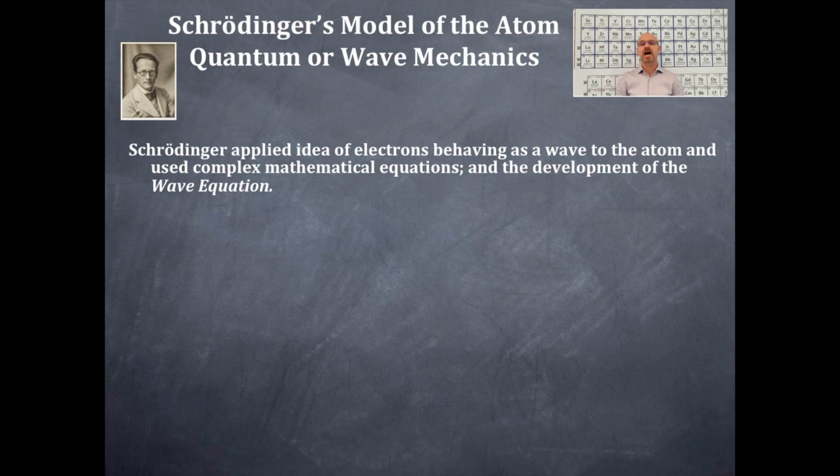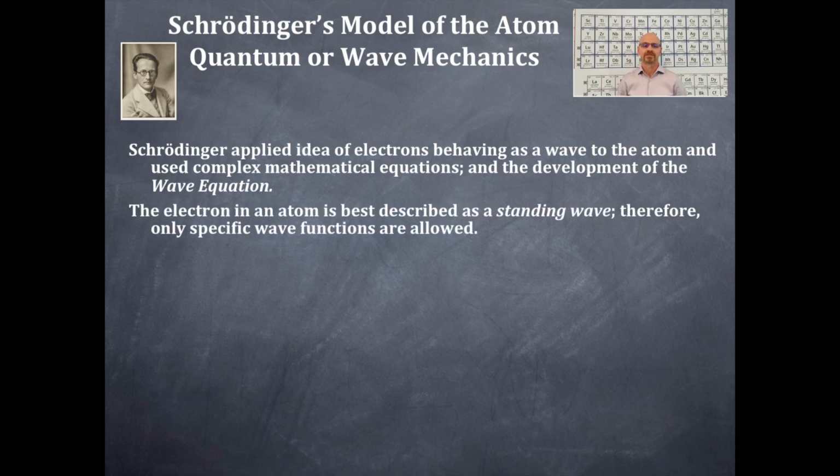Schrödinger applied the idea of electrons behaving as a wave to the atom and used complex mathematical equations. It's calculus-based, in other words, and the development of the wave equation. The electron in an atom is best described as a standing wave. I'm hoping you remember back to that standing wave. There are 2 points at the end and at the beginning of that string, kind of like a violin string, if you will. Those are nodes, okay? And you can only pluck at certain sections of this to make the correct note. Therefore, only specific wave functions are allowed with a standing wave, n and half of lambdas.